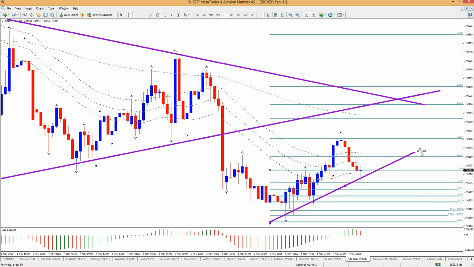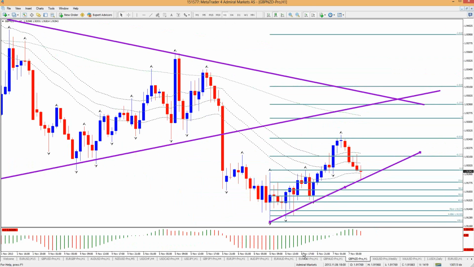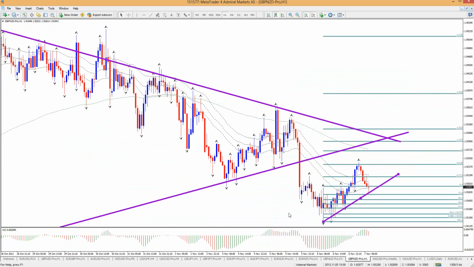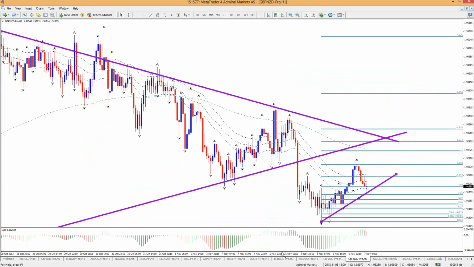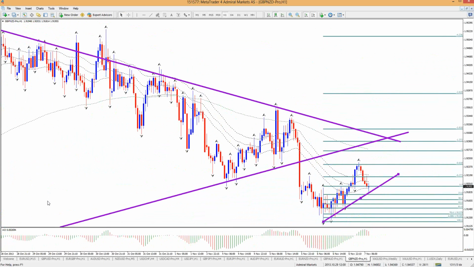In any case, we have this trend line now. Looks like the pound New Zealand wants to continue and break to the downside. Definitely downtrend. Good sturdy correction here. And this could be continuation.